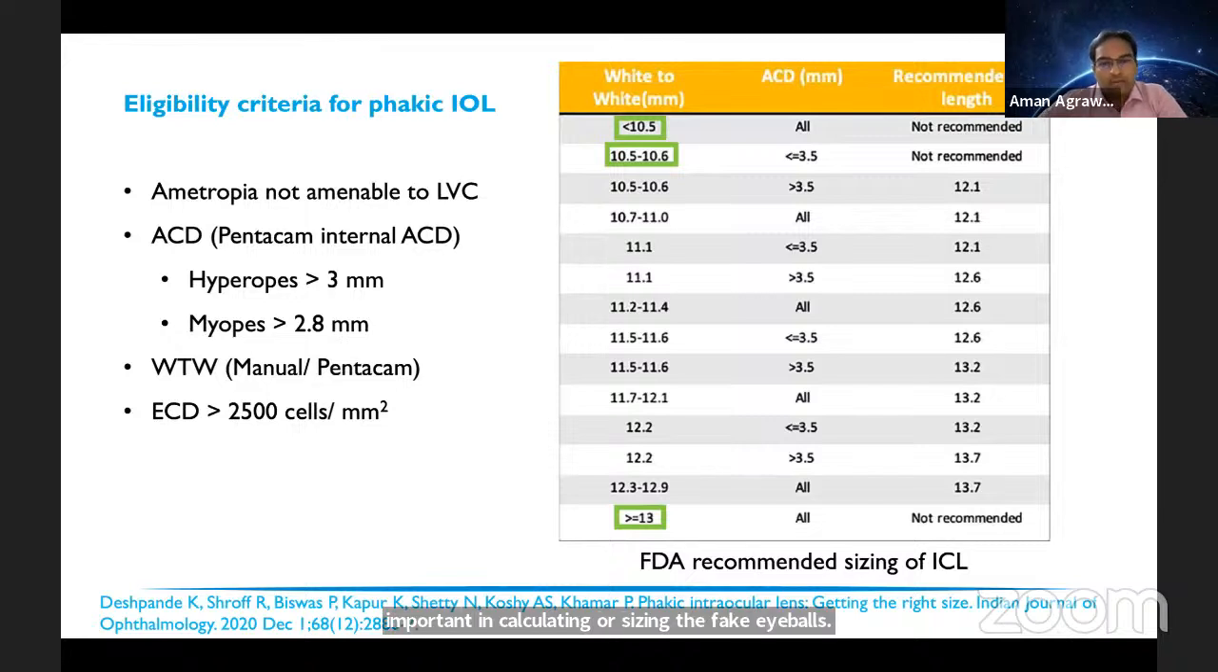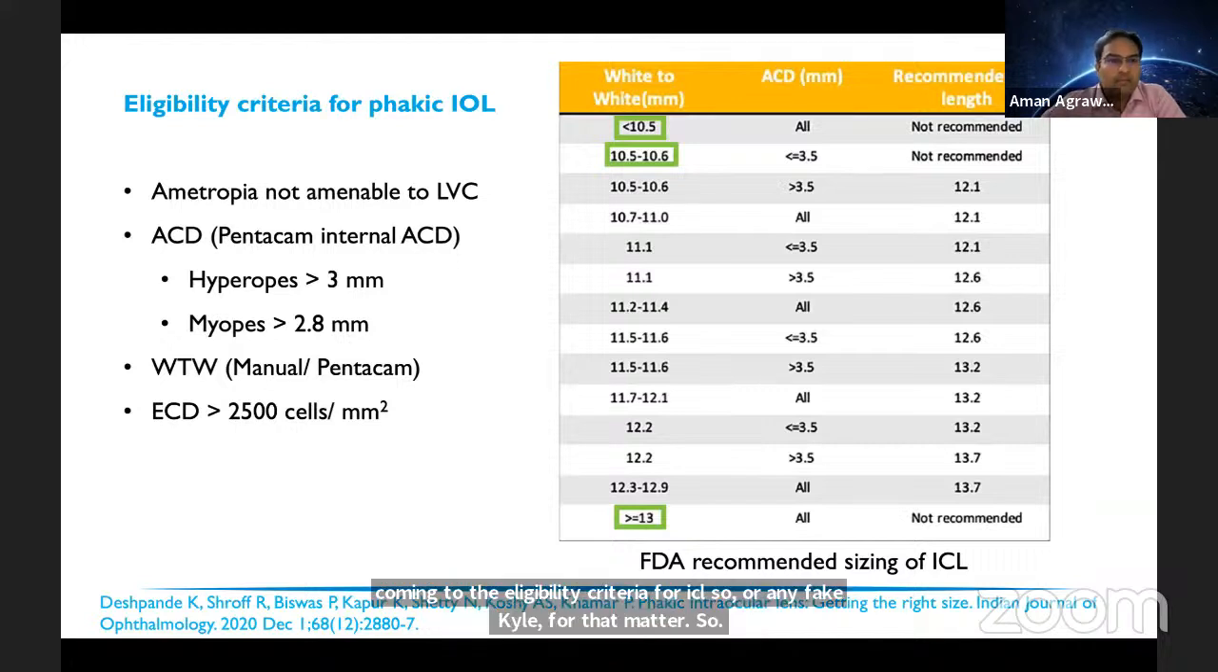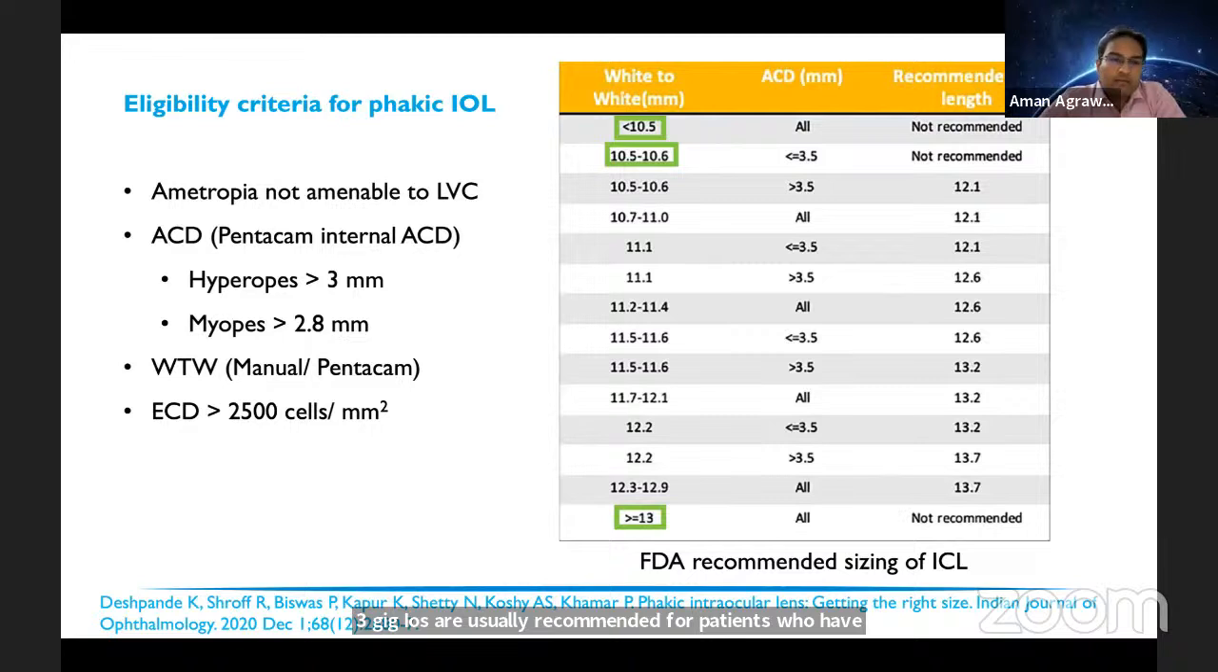So coming to the eligibility criteria for ICL, or any phakic IOL for that matter. Phakic IOLs are usually recommended for patients who have an ametropia which cannot be corrected by cornea-based refractive surgery. Then an internal anterior chamber depth should be at least more than 3 millimeter for hyperopes and more than 2.8 millimeter for myopes. Then white to white, and the relationship between white to white and ACD has been recommended by FDA. So if the white to white is less than 10.5 or if it is more than or equal to 13, an ICL cannot be implanted in that patient. Then as I pointed out earlier, endothelial cell density should be more than 2500 cells per millimeter square.